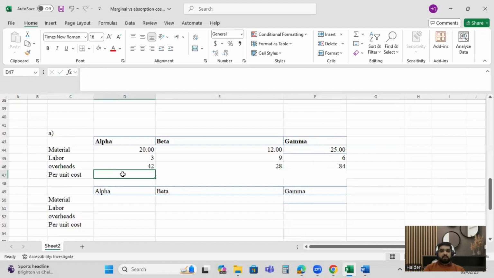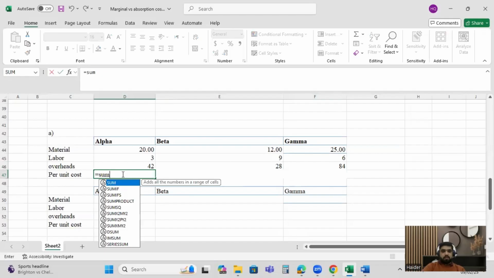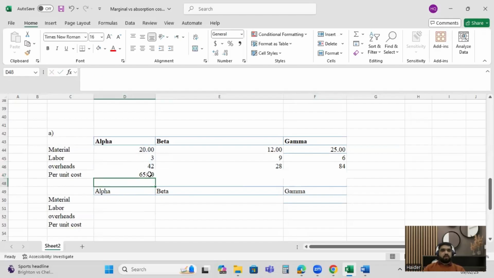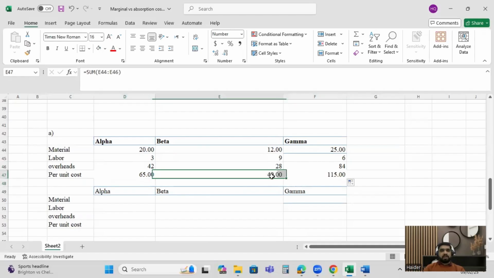We just need to total them using the sum formula, simple, and that's the total cost of alpha. The same formula applies to all the products: $49 per unit for beta and $115 per unit for gamma.